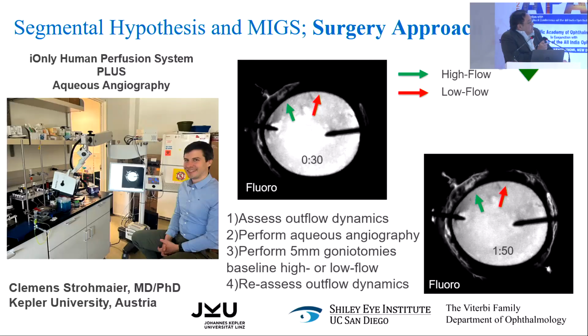And so this is Dr. Clemens Strohmeyer, who's an associate professor from Johannes Kepler in Linz. And what he did was he melded together the angiographic system with a perfusion system to measure facility. So here's the experiment. We're back in the lab now. You get an eye, you get the outflow facility. Then he performs the angiography. Here's high flow, here's low flow. And then he does a goniotomy in high flow or low flow, and then he checks the facility again.